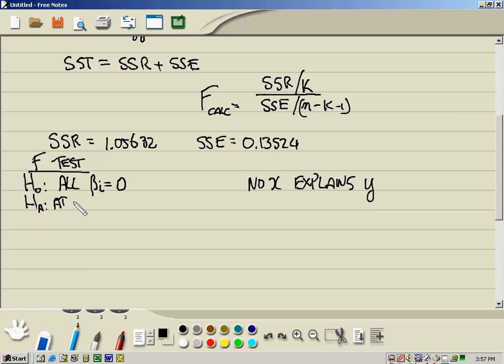Alternatively, at least one of the betas is not equal to 0. Alright, these two are complementary events, right? Either they're all 0 or at least one of them is not 0. And if at least one of them is not 0, then at least one of the x variables in the regression explains the y.